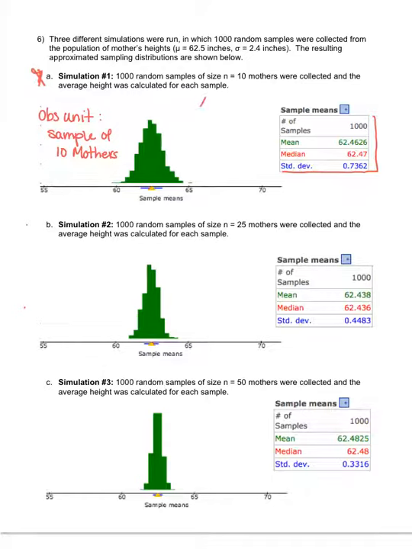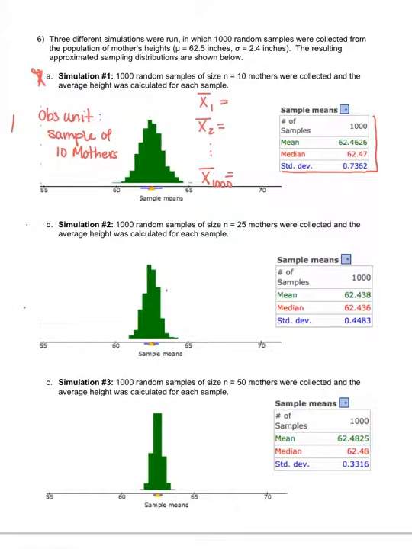In other words, we sampled 10 mothers, and then we calculated their X bar, their average height, and then we collected 10 more and calculated the X bar, and we kept doing this until we ran it 1,000 times. So we had 1,000 samples, each with 10 mothers in it, and calculated all those X bars. And then we plotted the histogram of these X bars.